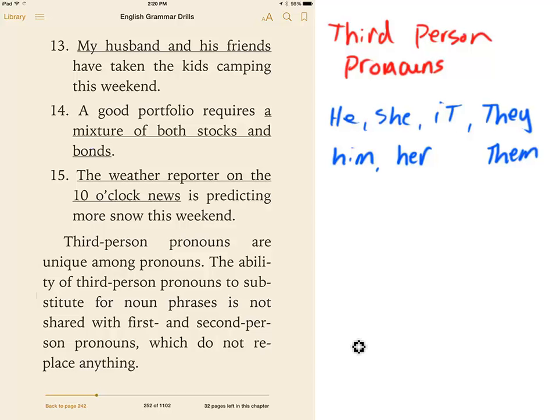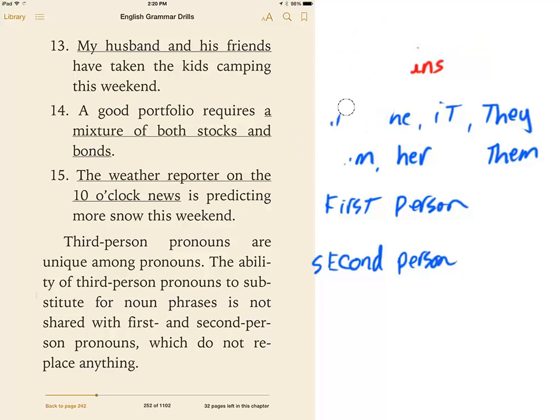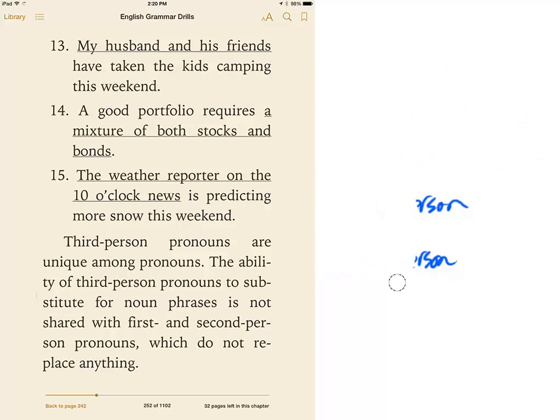And so what we're going to do today is expand our knowledge of pronouns, and we're going to be taking a look at the first person pronouns, and we're also going to be taking a look at the second person pronoun. They do differ in their use, and we're going to see that coming right up. So we're going to take a look at the first and second person pronouns, and I'm going to read this little section to you because it's important.